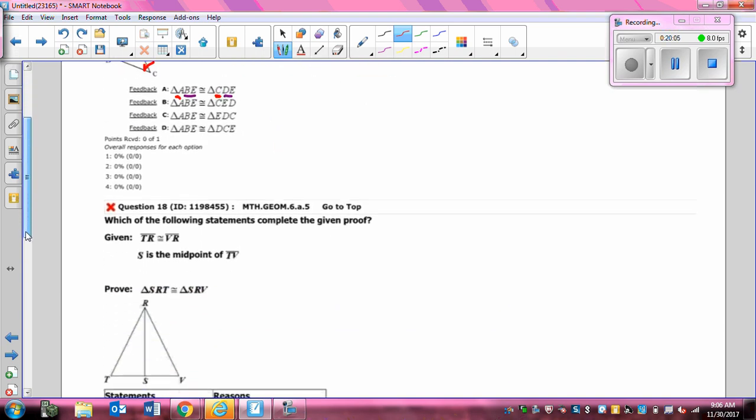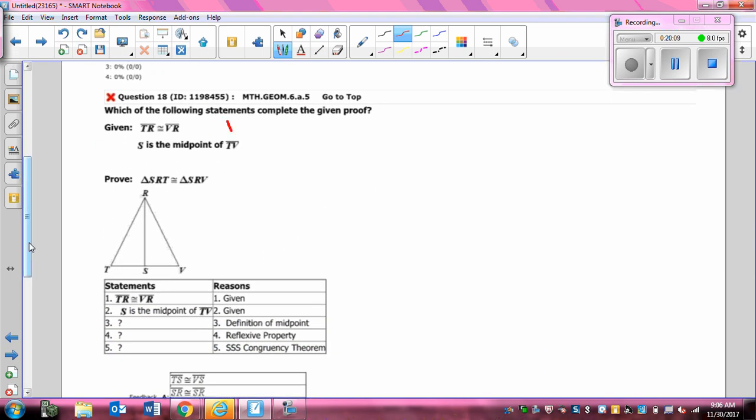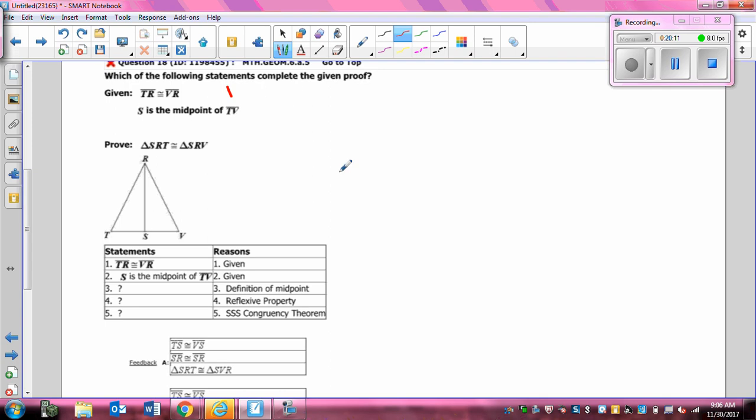Which of the following statements complete the given proof? So you're going to have a couple of proofs, and it's going to look very similar to this on your eCart test. They're going to give you A, B, C, D, and this is pretty much what it looks like on the SOL. It says given TR is congruent to VR, and S is a midpoint of TV. So I'm going to go through the proof. TR is congruent to VR, I plug that in. S is the midpoint of TV, I plug that in.